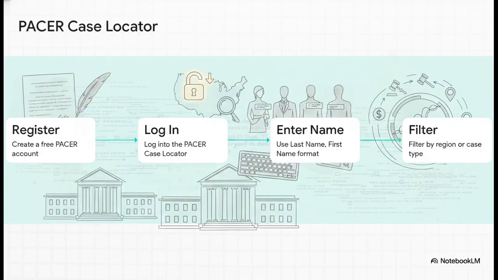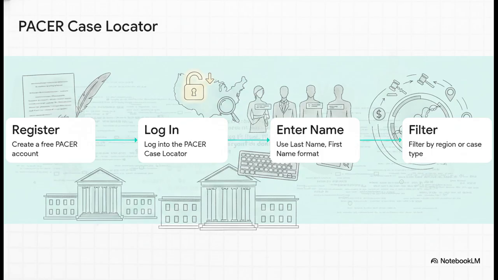First, register for a free account at pacer.uscourts.gov. Second, once you're in, don't just guess a single court. Log into the PACER Case Locator, or PCL. This is a nationwide index that searches all districts simultaneously. Third, enter your target's full name. Finally, use filters to narrow it down by court region or case type.